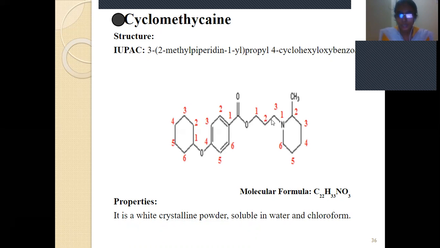So 1-yl, and this is the propyl, and this is the 4-cyclohexyloxy. So this is a 6-membered ring in the cyclic form. So cyclohexyl, here one oxygen is there, and this is the structure of the benzoate. So 3-(2-methylpiperidin-1-yl)propyl 4-cyclohexyloxybenzoate. This is the structure and IUPAC name. And the properties are, it is a white crystalline powder, soluble in water and chloroform.